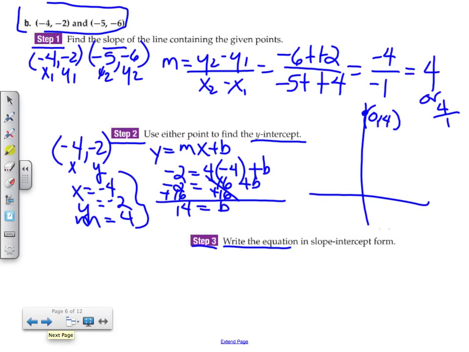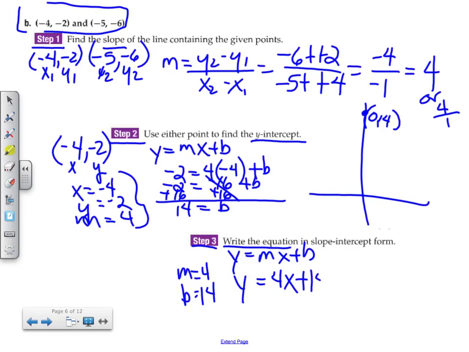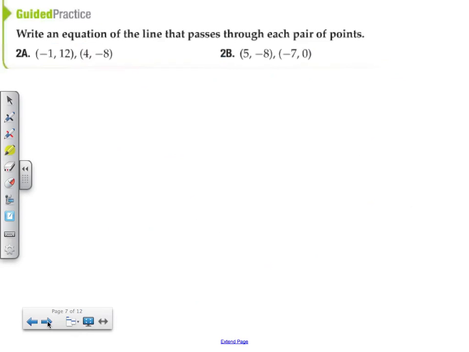Okay, we can write this equation. So we're going to write the equation y equals mx plus b. We know that m is 4 and b is 14. So y equals 4x plus 14. And there you go. All right, here's some practice problems for you. Good luck with those.